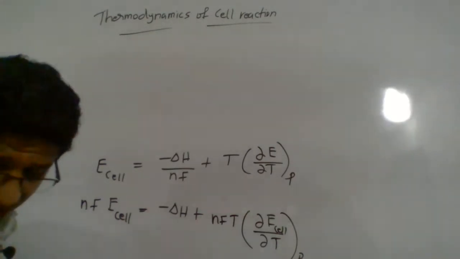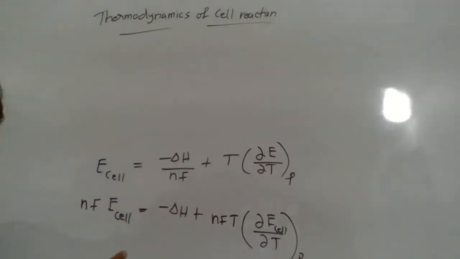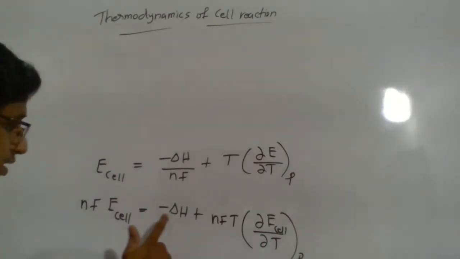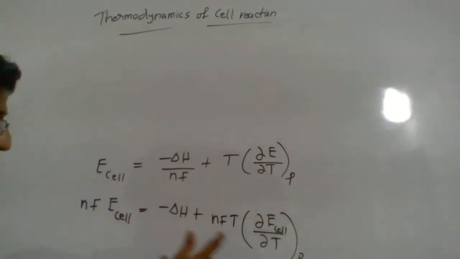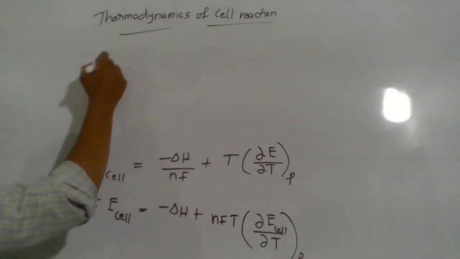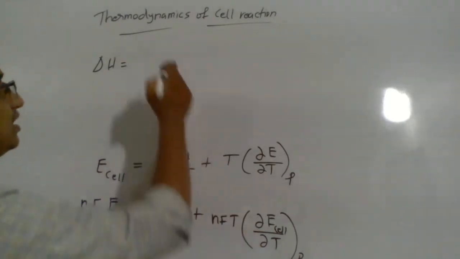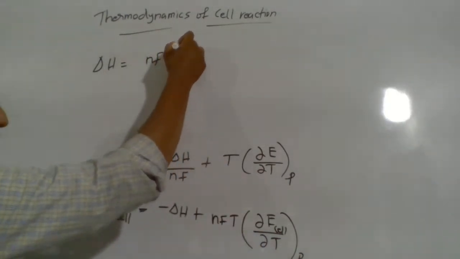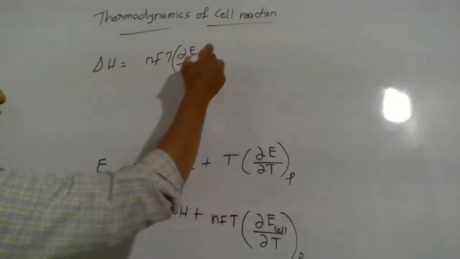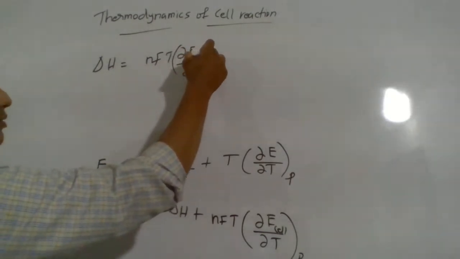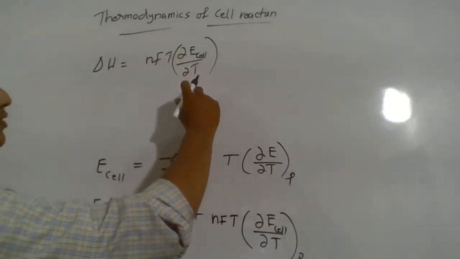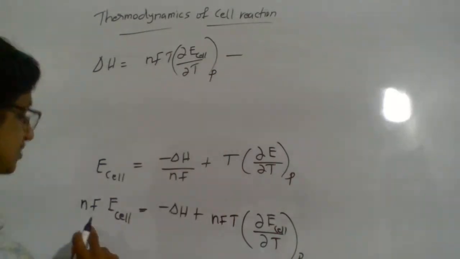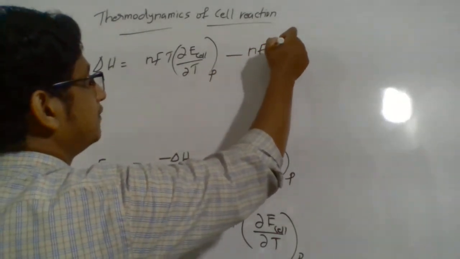Now let us derive an equation for delta H. So delta H will be equal to, here you want an equation for delta H, so let this be positive, this will come here. So delta H will be equal to nFT into dou E by dou T at constant pressure minus nFE cell.